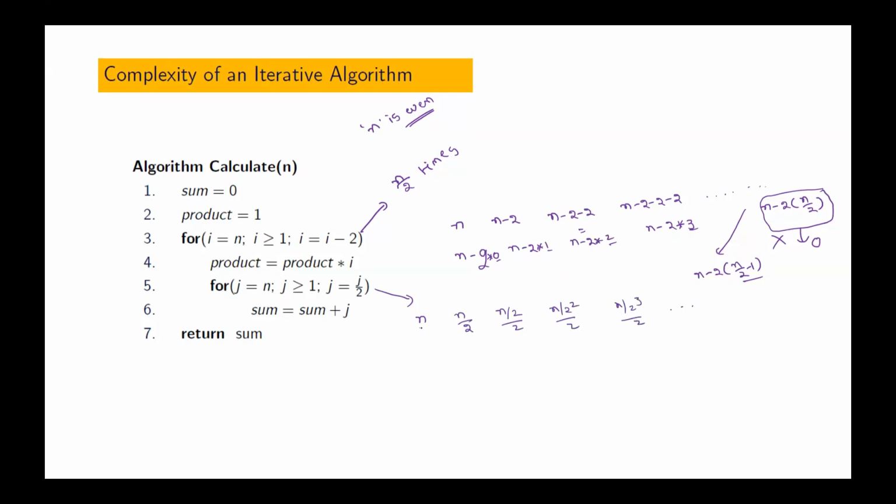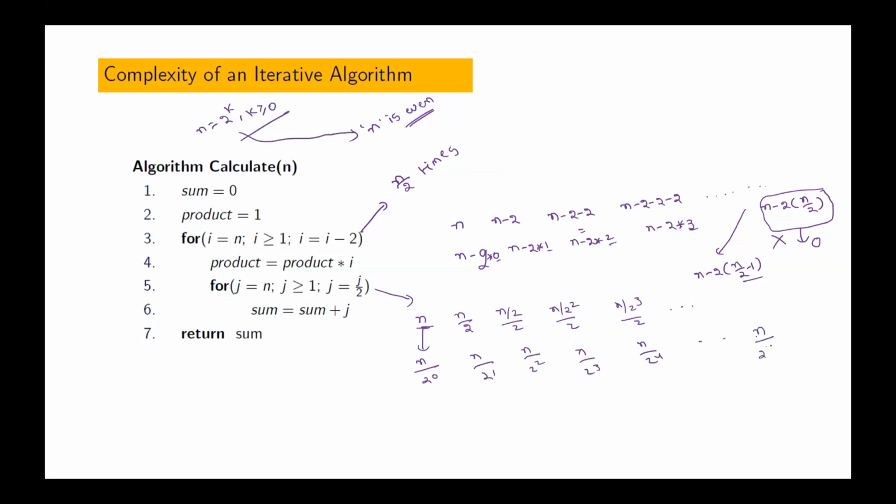This n we can write as n by 2 power 0. This is n by 2 power 1. This is n by 2 square. This is n by 2 cube. n by 2 power 4. And so on it goes. If I assume that n is of the form 2 power k, k greater than or equal to 0, then n is automatically even. So when does it stop?